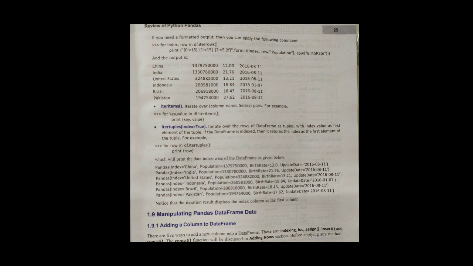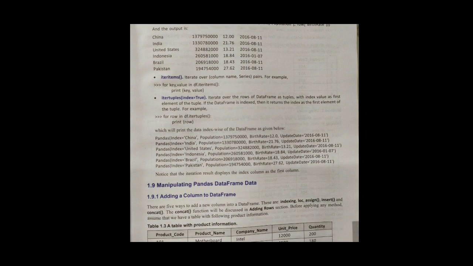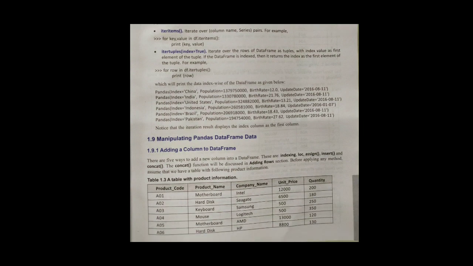But before, for the two functions, we were using two variables, one was key, the second one was value. So it will print the specific data. Now for a given condition, it will show index equal to China, population equal to value, then birth equal to this, and update date. So, tuple means it is a row, and items means key and value based values.